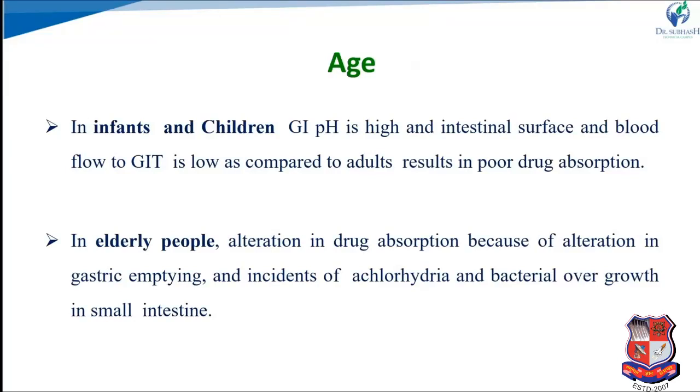Miscellaneous factors, the minor ones: age. In infants and children, gastric pH is high, and intestinal surface area and blood flow to the GIT are low as compared to adults, resulting in poor drug absorption as compared to adults or normal persons. In old age, drug absorption is altered because of alteration in gastric emptying as compared to adults. Among disease conditions, bacterial overgrowth in the small intestine also changes drug absorption. These are the patient-related factors that affect the drug absorption process. Thank you.